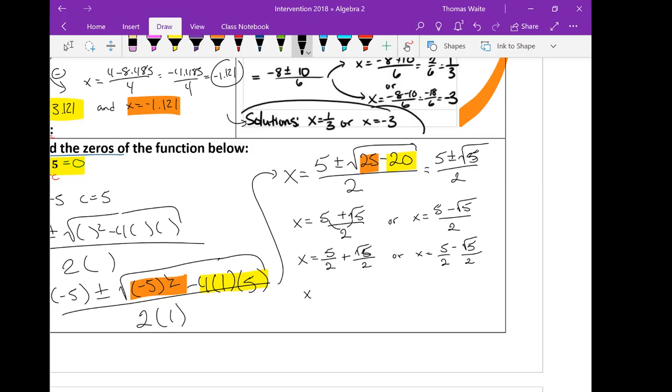Or we could write them as the decimal. So in my calculator, I'm just going to put them both in. I'm going to do 5 divided by 2 plus square root of 5 divided by 2. So that would give me, I'm going to put an approximate here, 3.618, oops, 0.618, or x equals, let me just change this to a minus, 1.381.